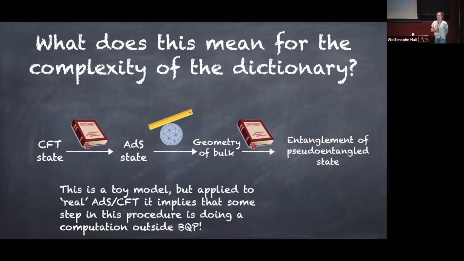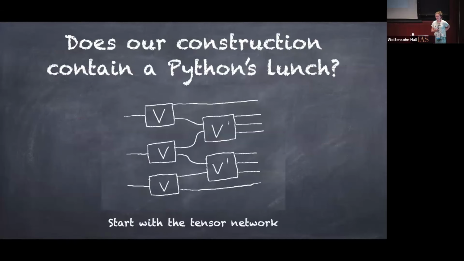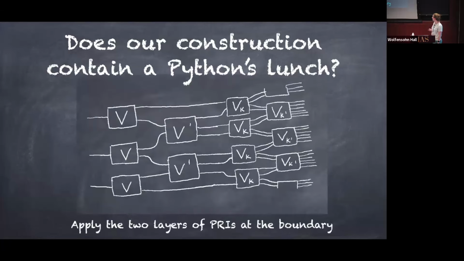Okay, so I claimed that our construction doesn't contain a Python's lunch. How can we see that? So we're going to look at just a small toy model of a couple of tensors in this tensor network. We're going to start with the tensor network itself, and then we can look at applying 2 layers of PRIs at the boundary. What's nice about these PRI constructions is that we don't have to add loads and loads of randomness into this construction in order to get a holographic pseudo-entangled state on the boundary.